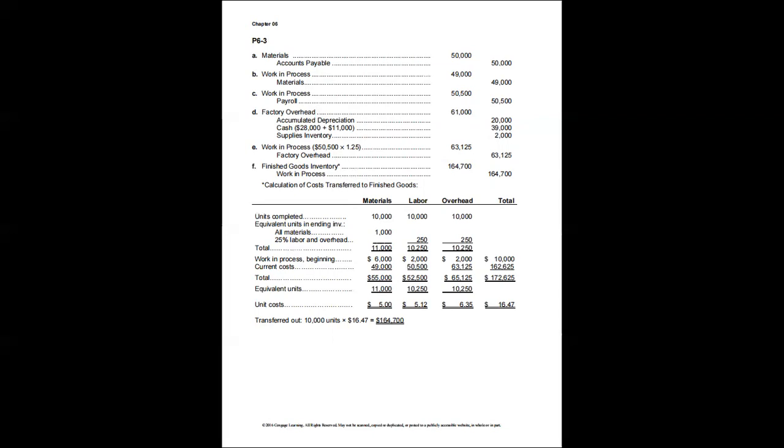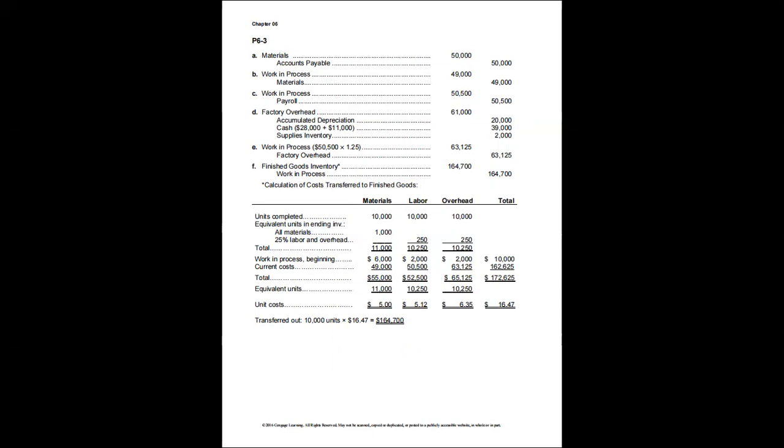December 1 costs follow: materials, labor, and overhead. During December, the following transactions occurred. A. Purchased materials costing 50,000 on account. Placed direct materials costing 49,000 into production. Incurred production wages and overhead costs. Then applied factory overhead, completed and transferred 10,000 units.